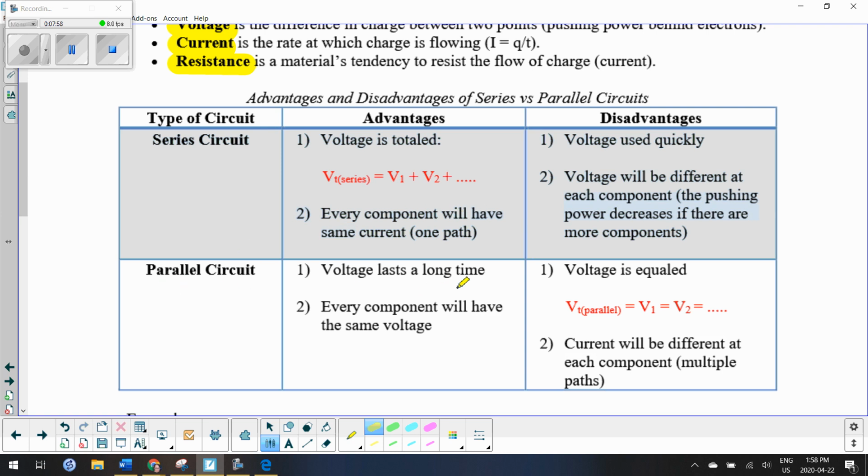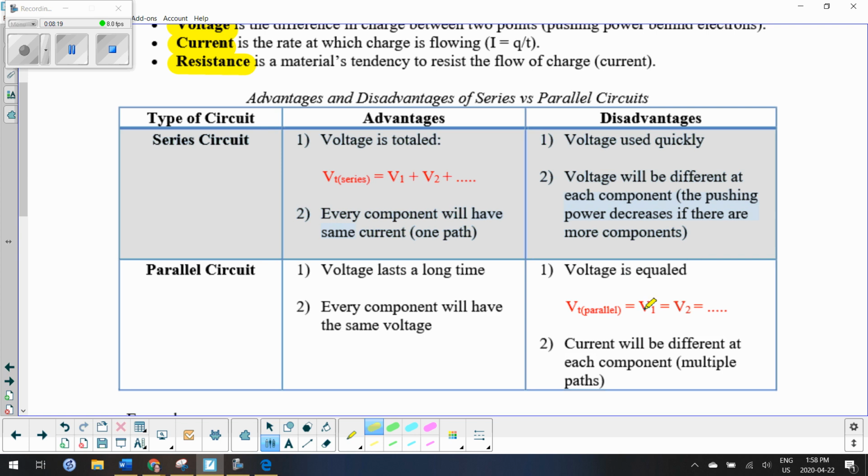Parallel circuit. Voltage lasts a very long time because you're only using one power source. Once that is depleted, you will go to the next power source. For this one, every component is the same voltage because you aren't resisting anything. They each have their own individual path.